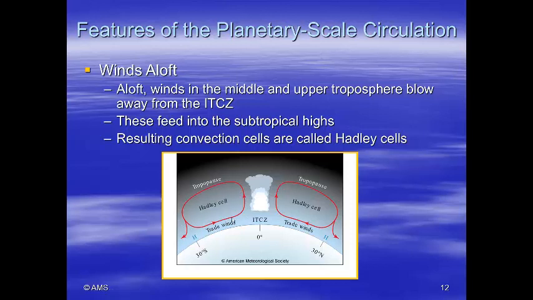If we look aloft, the winds in the middle and upper troposphere blow away from the intertropical convergence zone. These feed into the subtropical highs, and the resultant convection cells are known as Hadley cells.